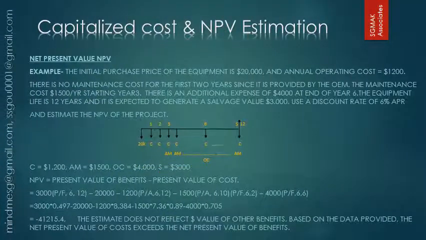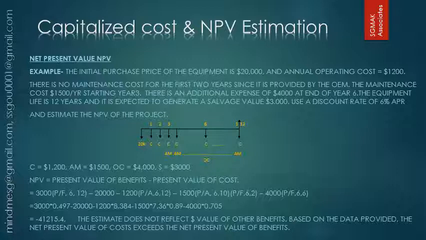We're just computing net present value. The problem statement reads like this. You got an initial purchase price of $20,000. You got an annual operating cost of $1,200. You don't have a maintenance cost for the first 2 years because it is provided by the OEM. Then it kicks in from year 3, $1,500 at the end of year 3, and that's the annual cost from then on. Then you got an additional expense of $4,000 one time at the end of year 6. Useful life is 12 years, and the equipment is expected to generate a salvage value of $3,000.